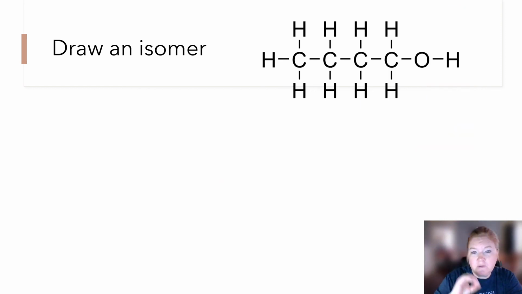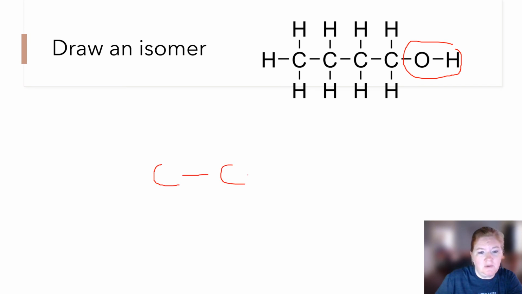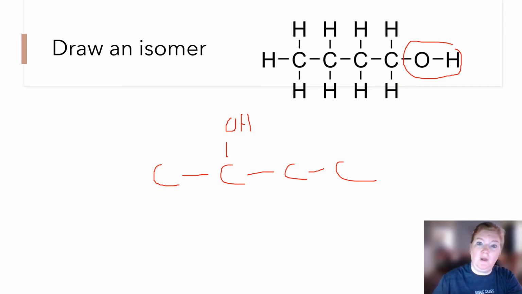The next easiest way is to change the address. So do you see this functional group? This would be 1-butanol. So the easiest thing to do is to give it a new address. So instead of putting it on 1, let's put it on 2. So this would be 2-butanol instead of 1-butanol. New name, new structure, same molecular formula, isomers.